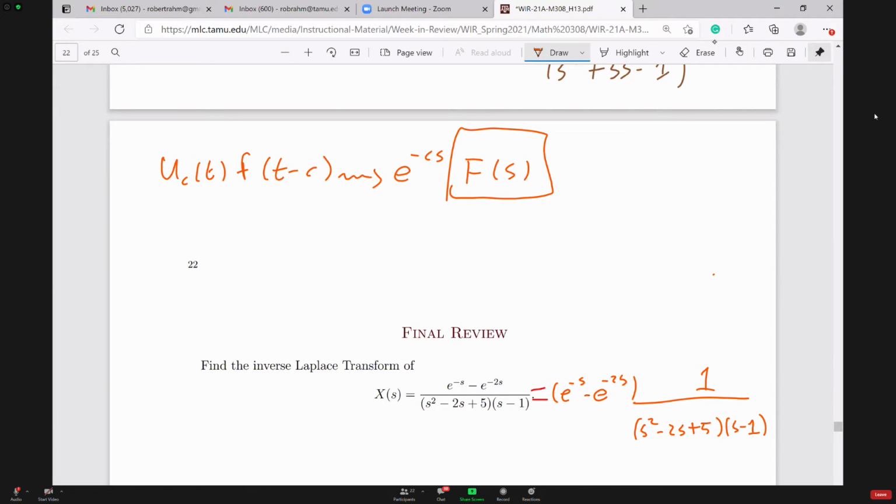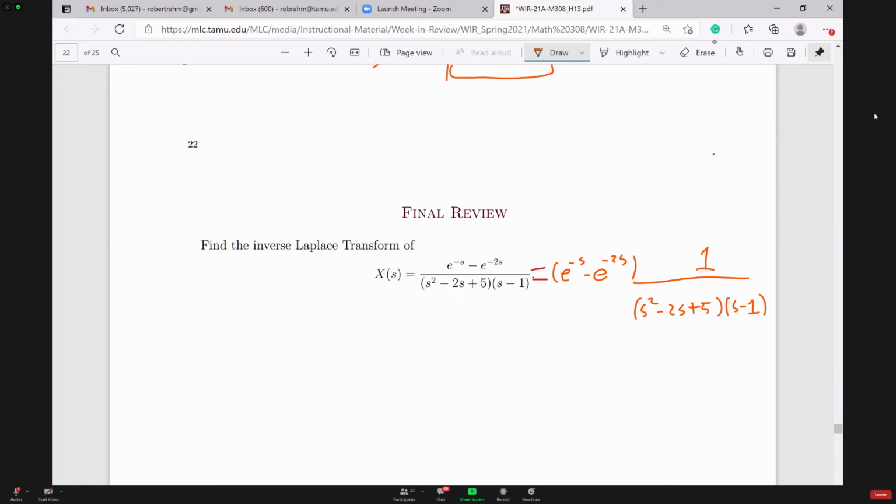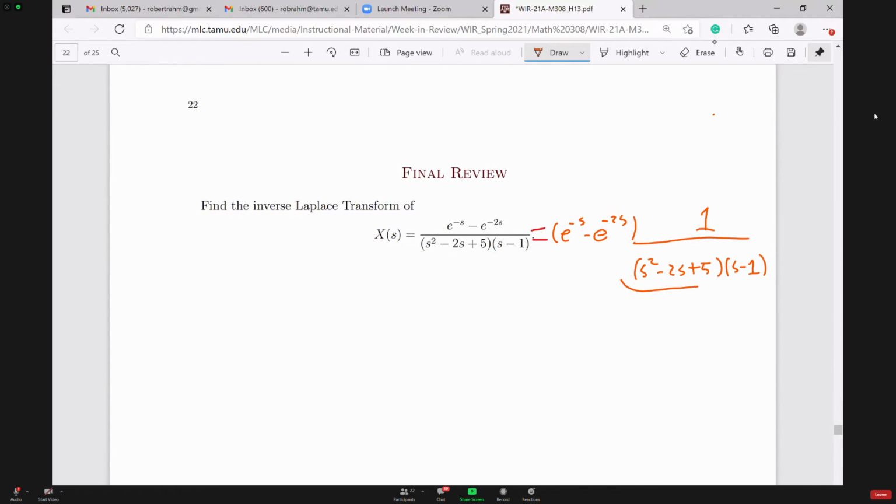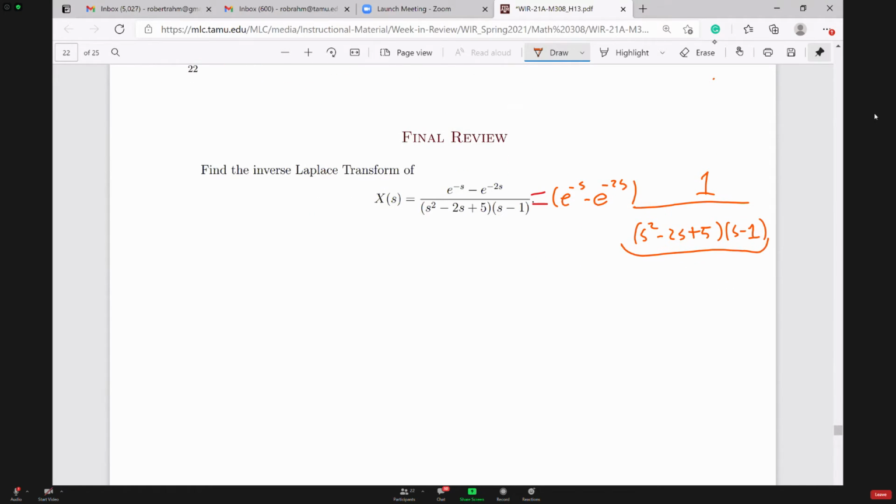Okay, does this make sense to y'all? Okay, so now I'm going to find the inverse Laplace transform of this part right here. And so this is 1 over s squared minus 2s plus 5 times s minus 1. So I want to find the inverse Laplace transform of that. Okay, now for something like this, what is the first thing that I'm going to need to do?